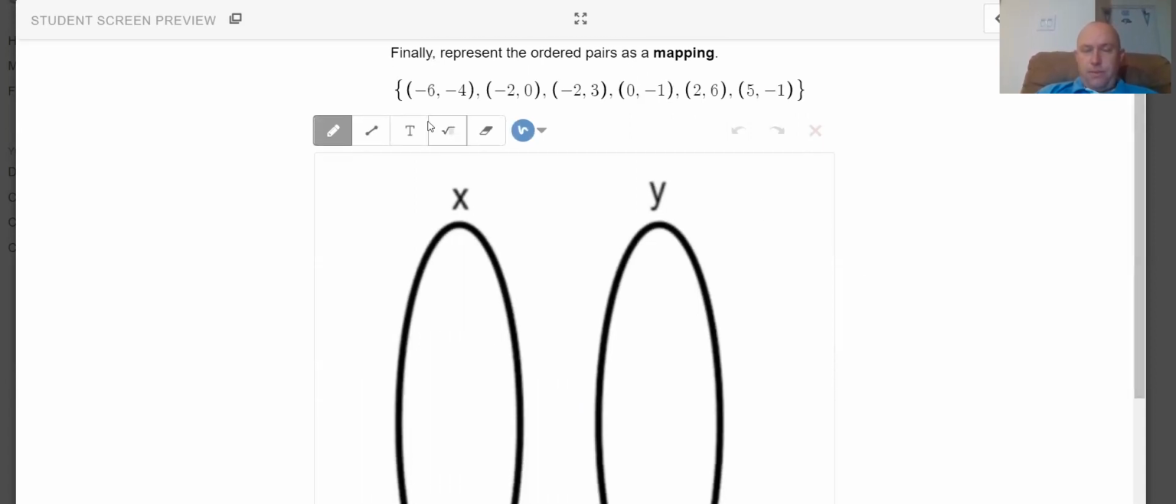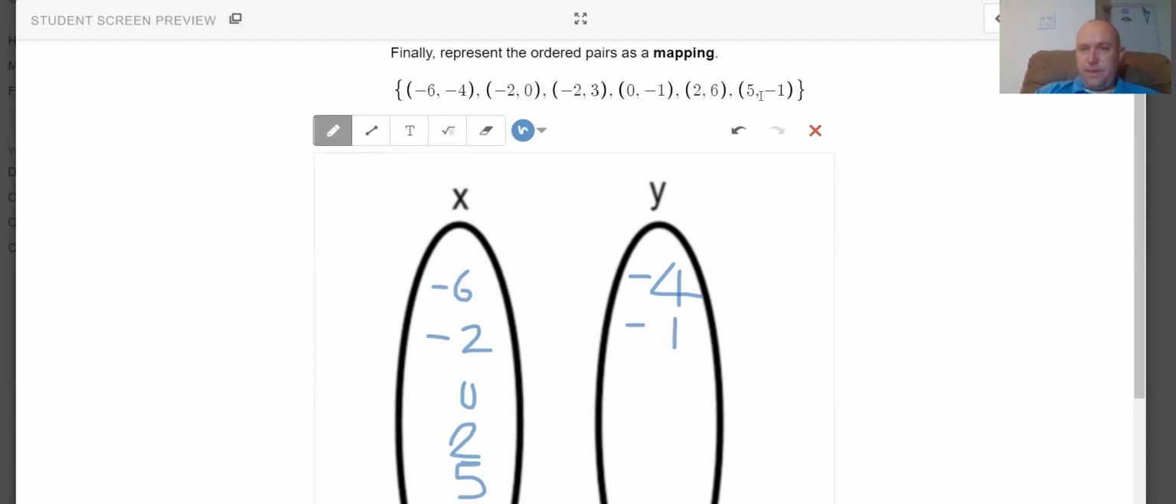Mapping. So when we're doing a mapping, this one's a little bit more complicated to do because I have to look at the numbers for the x values, but I have to put them in order first. So I'm just doing a quick check. It looks like my smallest x value here is -6. Looks like my next smallest one is -2. And then I think it's 0, 2, and 5. I think that's good. And then I have to do the same for the y values. So looking quickly across, looks like the smallest one is -4, and then -1.